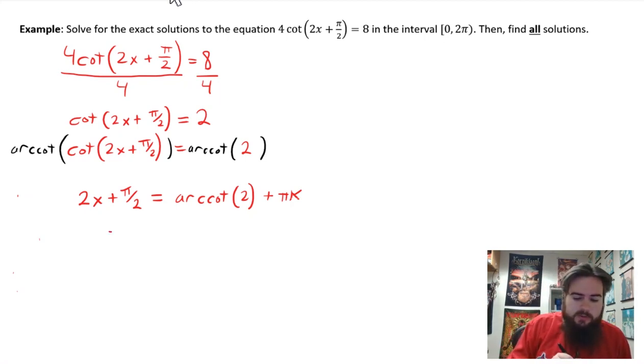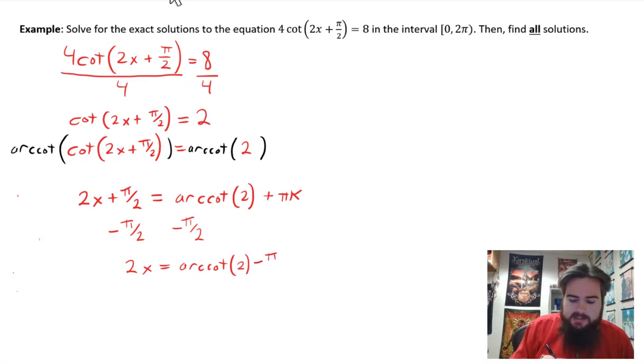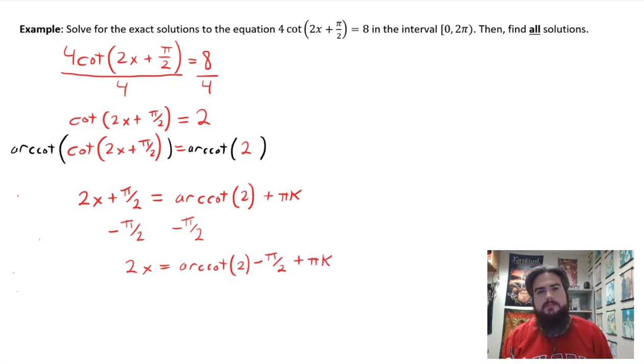The next thing I will do in this case is subtract pi halves from both sides to get rid of that constant term, giving me 2x equals, depending on how you want to order this, arccotangent of 2, which I'm keeping as arccotangent of 2 because I don't know that angle measure, minus pi halves plus pi k. I cannot combine pi halves and pi k there because k is very similar to a variable, so it cannot be added with a term that does not have that variable on it.